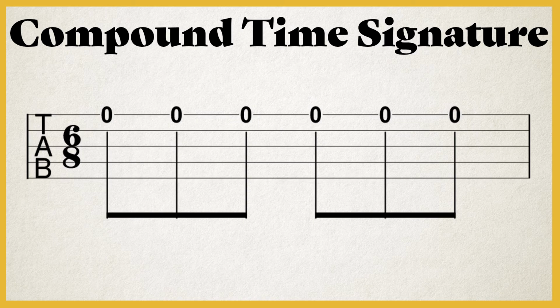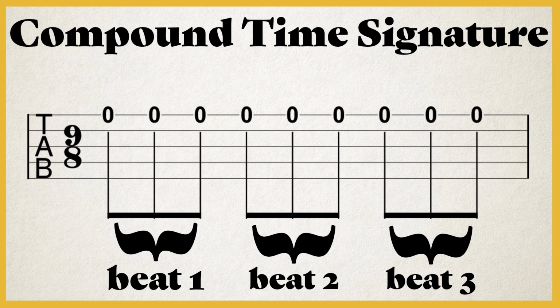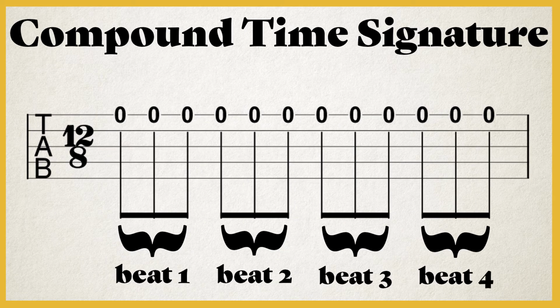These time signatures generally have an 8 as the bottom number, but that doesn't actually mean that the 8th note is 1 beat. In compound time signatures, the beat is often a group of 3 notes, which is the bottom number, so in this case, an 8th note. So in 6/8, there are 6 eighth notes, which when grouped together form 2 beats. In 9/8, there are 3 groups of 3 notes, so there are 3 beats, and in 12/8, there are 4 groups of 3 notes, so there are 4 beats.